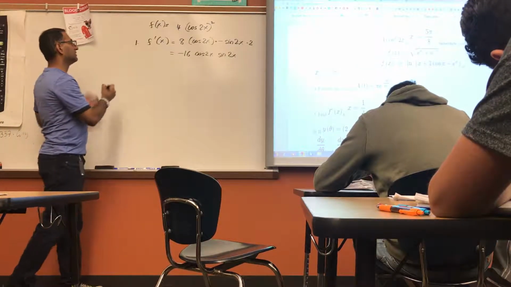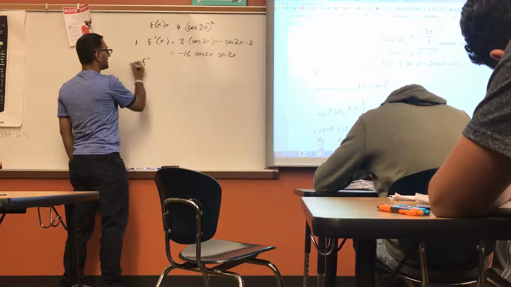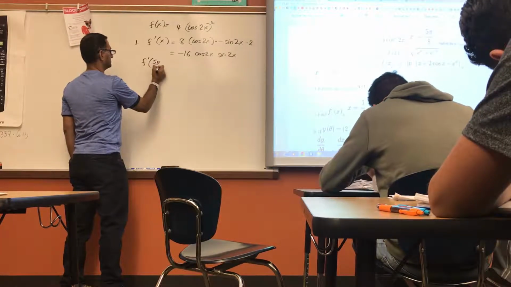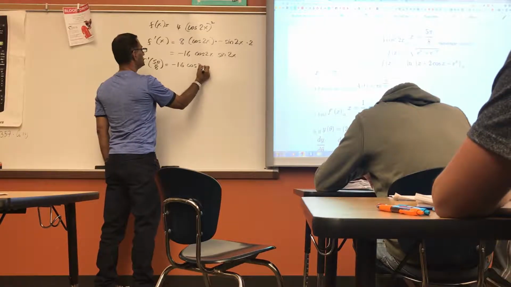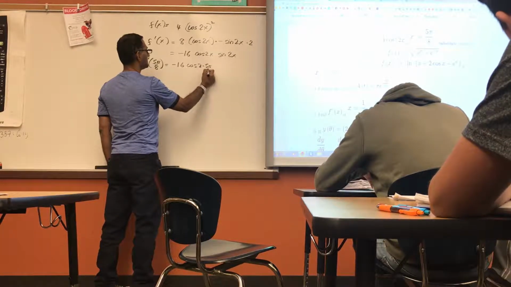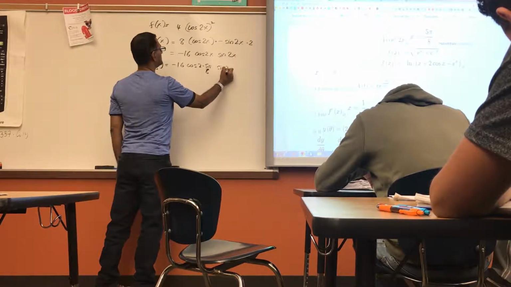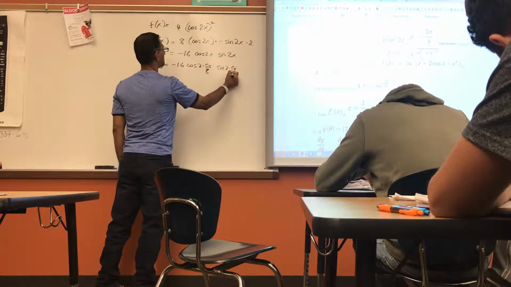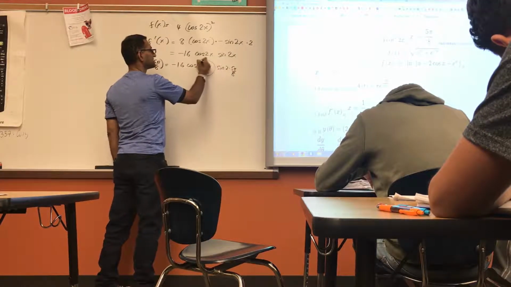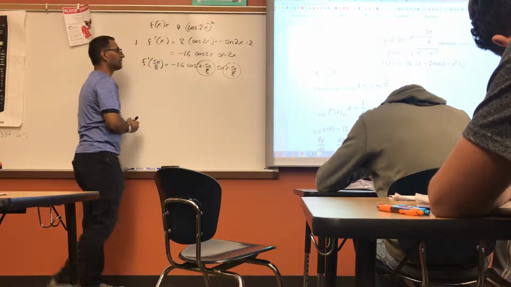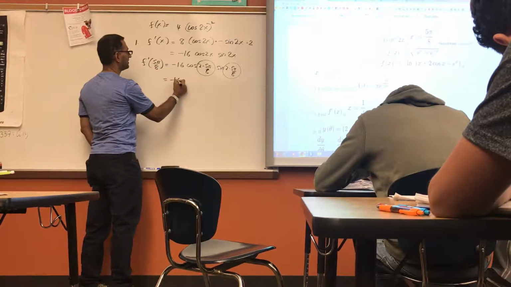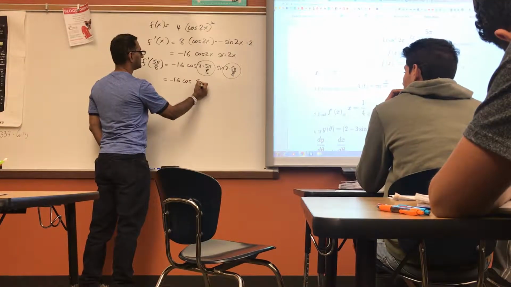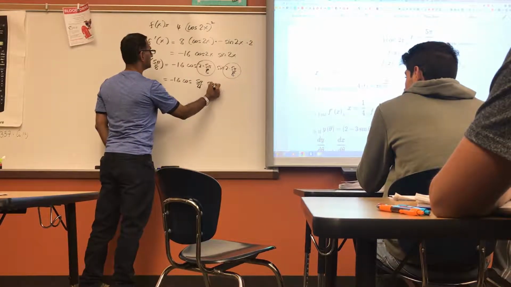So should I just plug it in? So show the work, show the left hand side. It's 5 pi over 8. Negative 16 cos 2 times 5 pi over 8 sine 2 times 5 pi over 8. Simplify this. So what does the expression really become? Is it 5 pi over 4? Yes. And then sine 5 pi over 4.